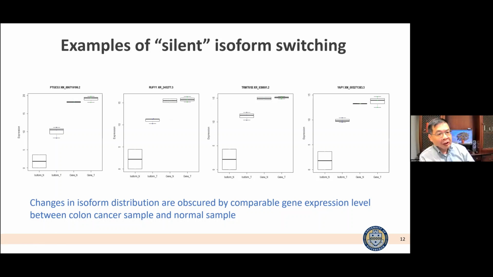Now, if you look into those genes, here are some examples. This is prostaglandin E synthase 3. At the gene expression level, if everything comes together, they are very similar. The normal samples are within the standard deviation of the cancer samples.